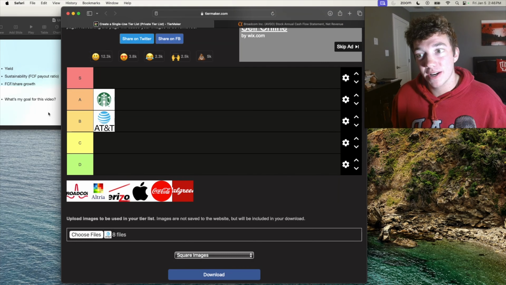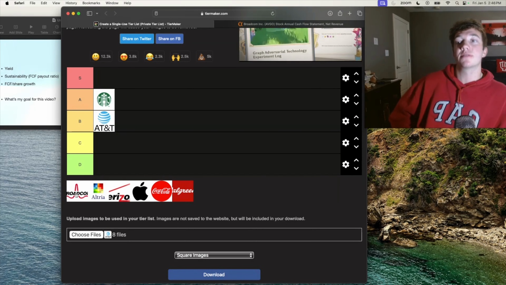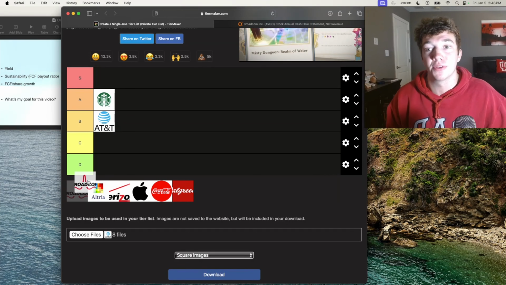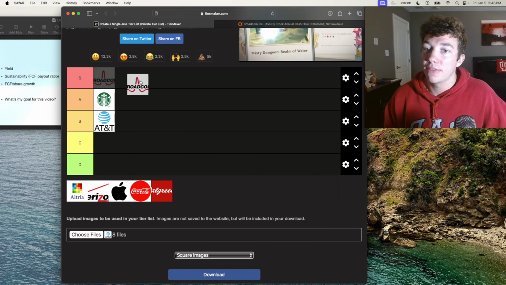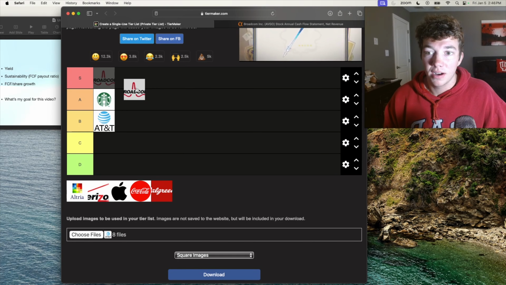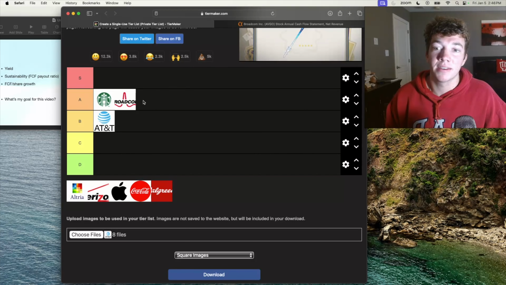Similar kind of story here with this one. The yield wasn't super attractive to us right now. However, it's a very sustainable dividend with great free cash flow per share growth. I think we are going to rank this one. I think we have to give it an A.